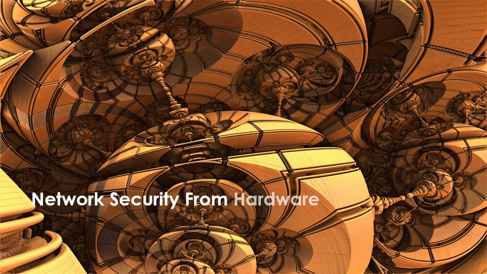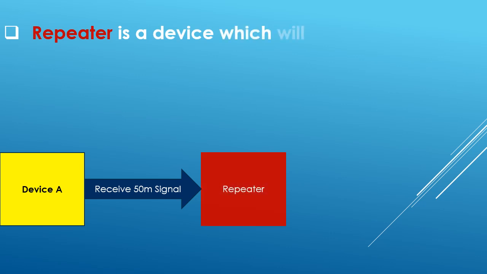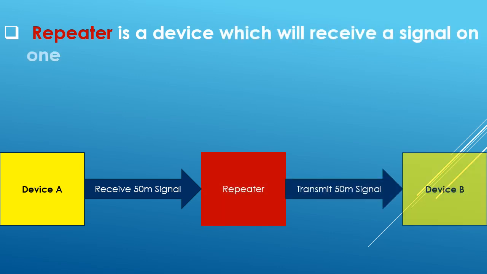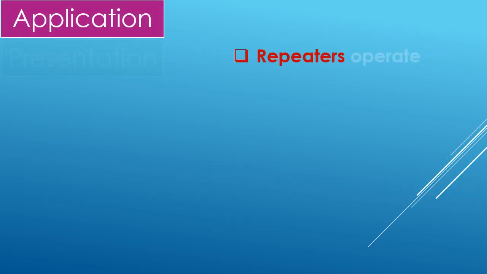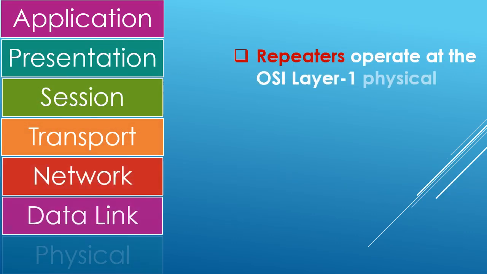Network security from hardware devices. A repeater is a device which will receive a signal on one frequency and simultaneously transmit it on another frequency. Repeaters operate at the OSI Layer-1 physical layer.